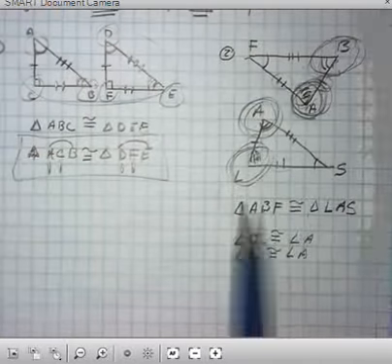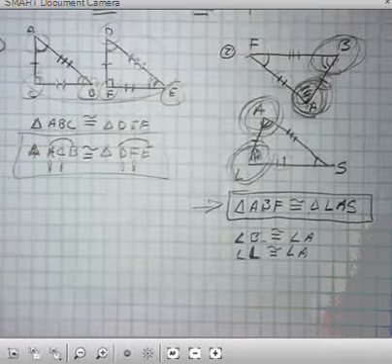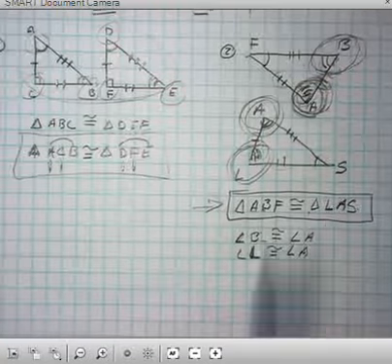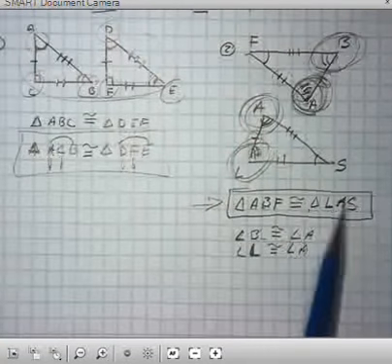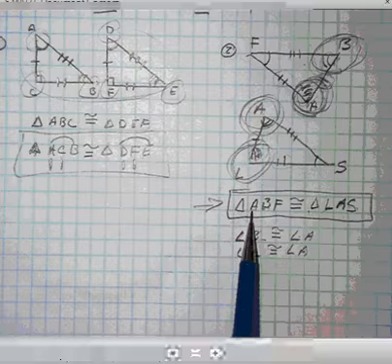What's really nice about these congruency statements is that once you write this, you don't really have to look at the triangles anymore because these line everything up perfectly. Angle B is our middle one here, so it goes with angle A in this one. Angle L is our first one here, it goes with our first one here.